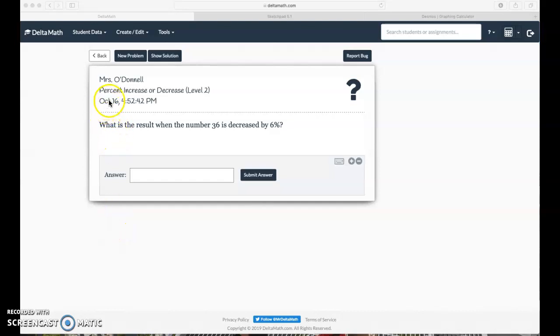Okay, so next we're going to take a look at percent increase or decrease level 2. So what is the result when the number 36 is decreased by 6%? And we can do this the same way we were doing the level 1.